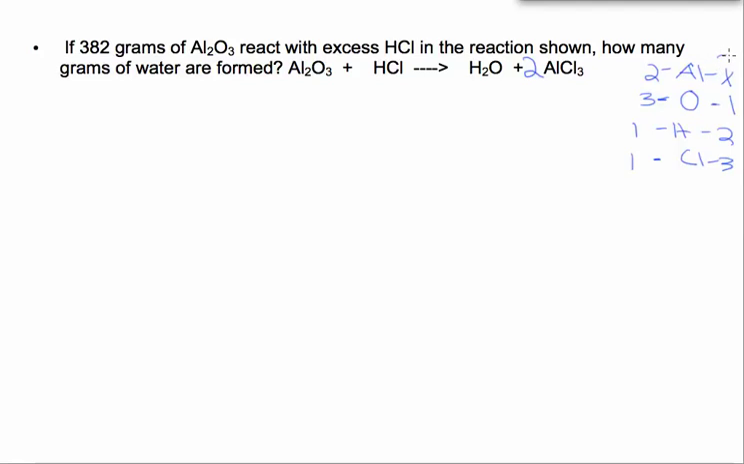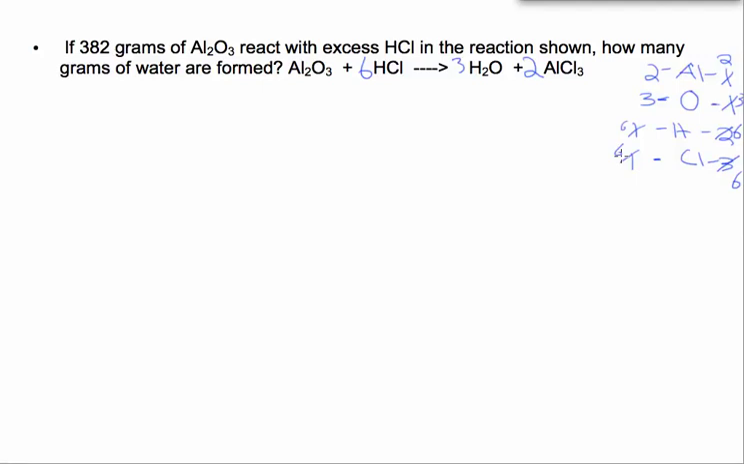That gives me 2 aluminums, but it also gives me 6 chlorines. Next is oxygen. If I put a 3 here, it'll give me the 3 oxygen and 6 hydrogen, and then I can put a 6 here. And so we have 1, 6, 3, 2 for our balanced equation.